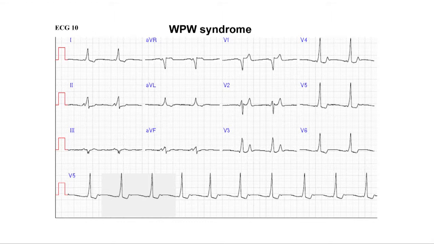And that delta wave, or that early upstroke straight after the P wave, is caused by electrical activation through the accessory pathway and causes activation of the ventricle a little bit earlier than you would normally see. And so anybody who has Wolff-Parkinson-White syndrome should be seen by a cardiologist with a view to ablation of the accessory pathway.